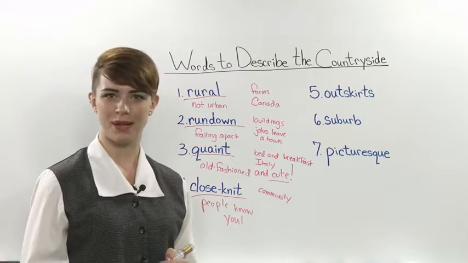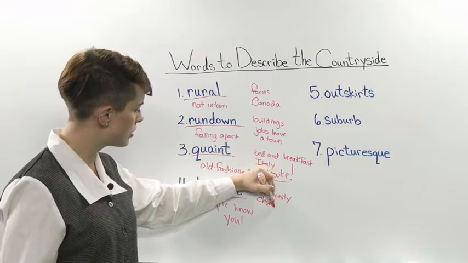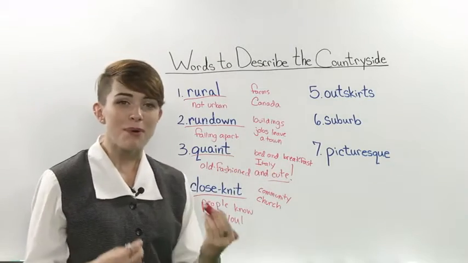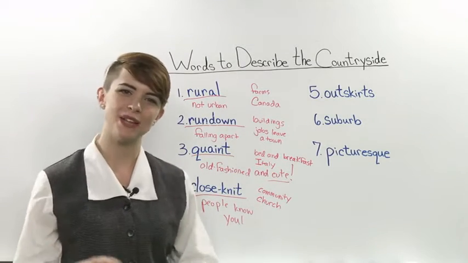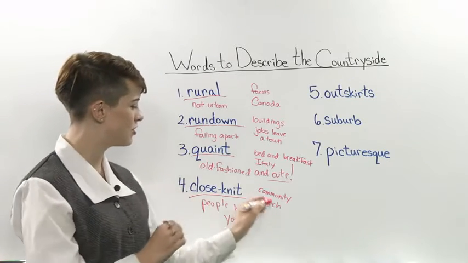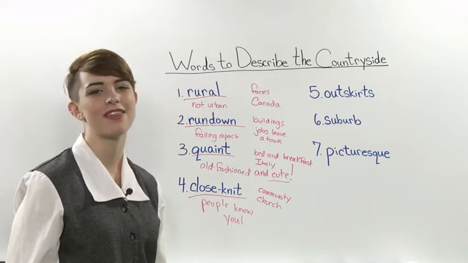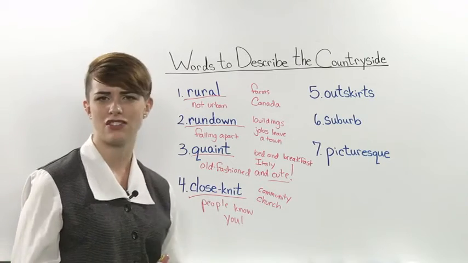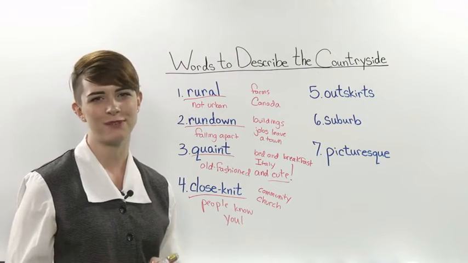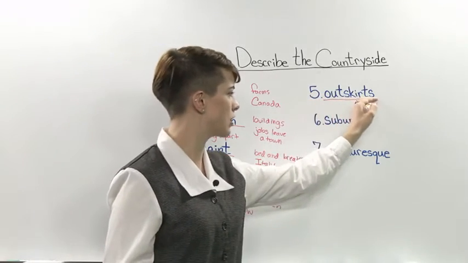Another close-knit place you might find in the countryside is a church. In churches, people want to help each other out and they celebrate good times together. I would call that a close-knit church. Of course, there are many other places in your community that can be called close-knit, such as schools or what have you. Next on our list, we have the word outskirts.